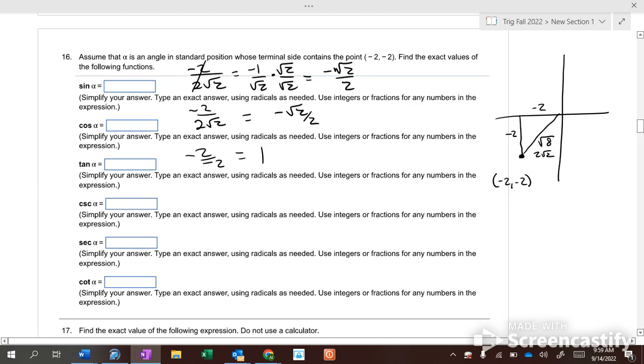Cosecant is the reciprocal of sine. So it's 2 square root of 2 over -2, which is negative square root of 2. Secant is the reciprocal of cosine, which is 2 square root of 2 over -2, which gives us negative square root of 2. And cotangent, adjacent over opposite, -2 divided by -2 is 1. Okay, 6 trig functions.